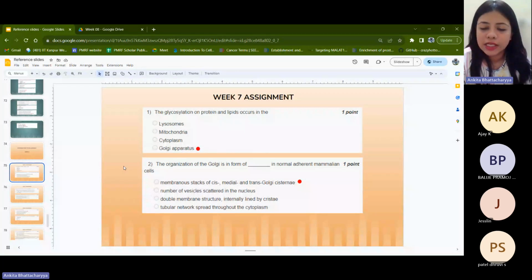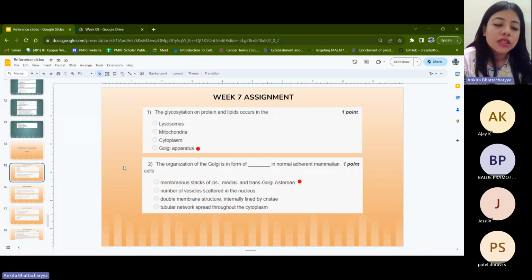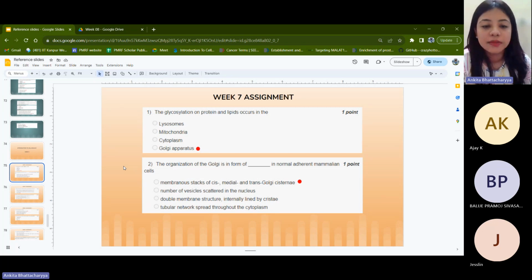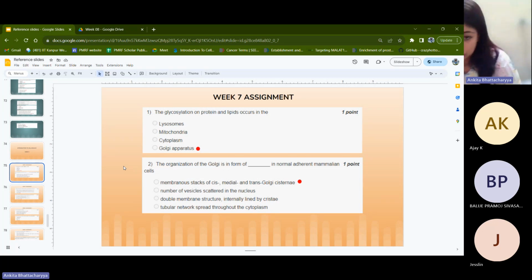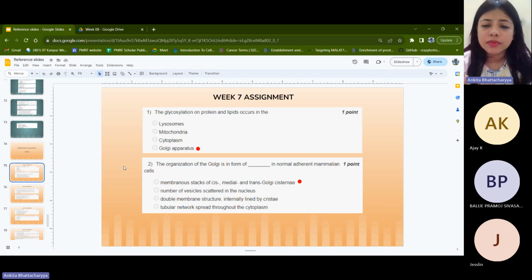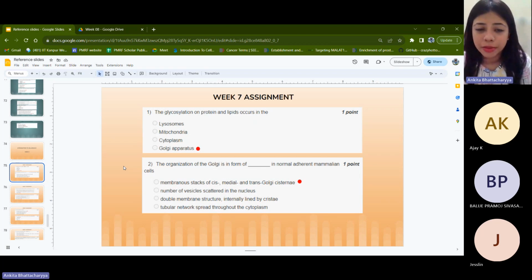The second is that a number of vesicles are just scattered haphazardly in the nucleus. Third is that a double membrane structure is present, which is internally lined by cristae. Or is it a tubular network that is spread throughout the cytoplasm? If you consider a normal adherent mammalian cell, then obviously we know the correct option is the formation of those cis, medial, and trans Golgi.